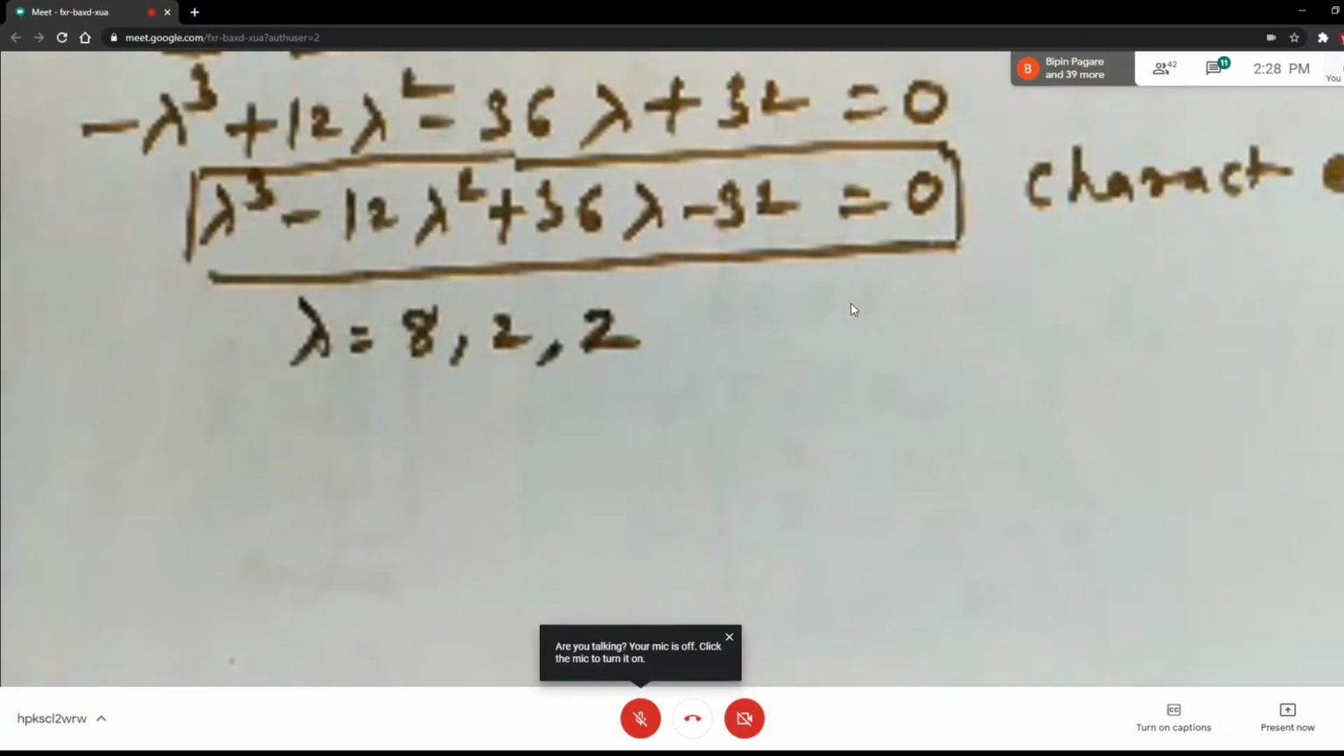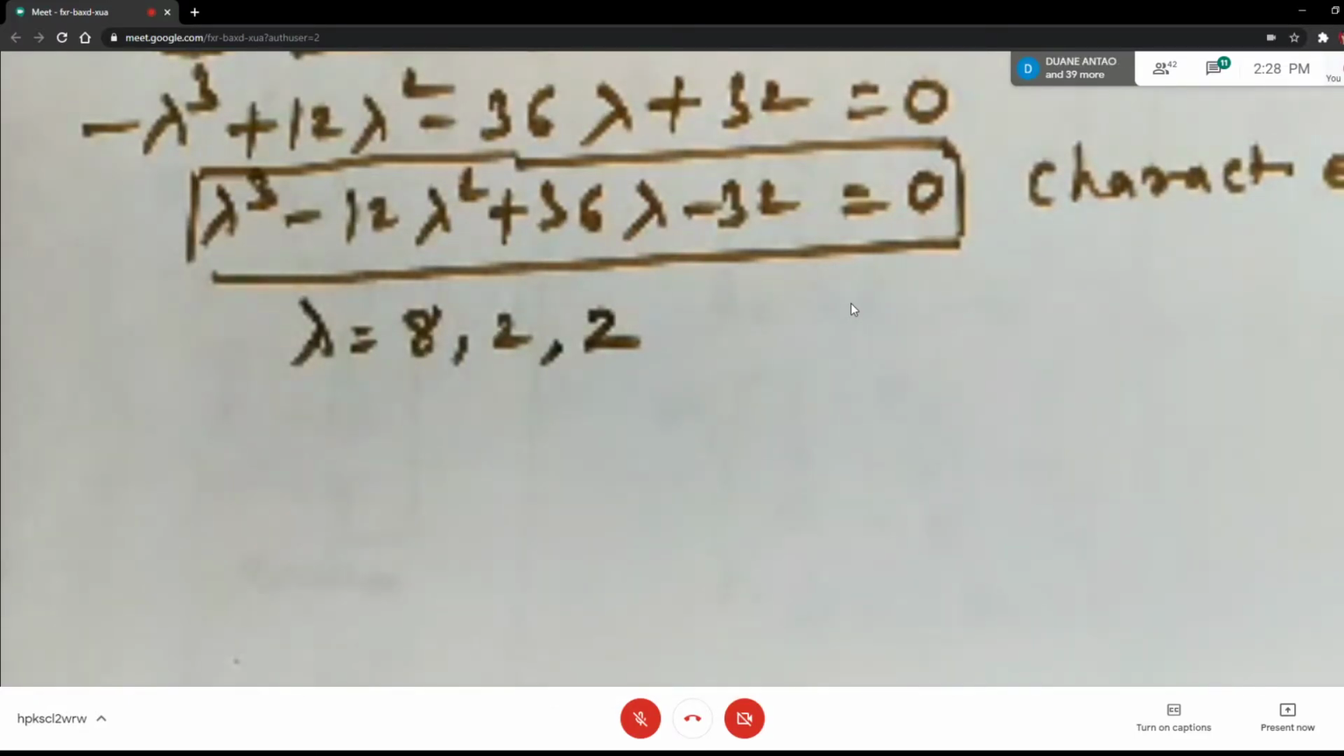Now it may happen that when you are solving some cubic equation, the calculator shows you only one value. Suppose the calculator is showing the number 4. What does it mean? It means that 4 is repeated thrice. So your roots will be 4, 4, 4.